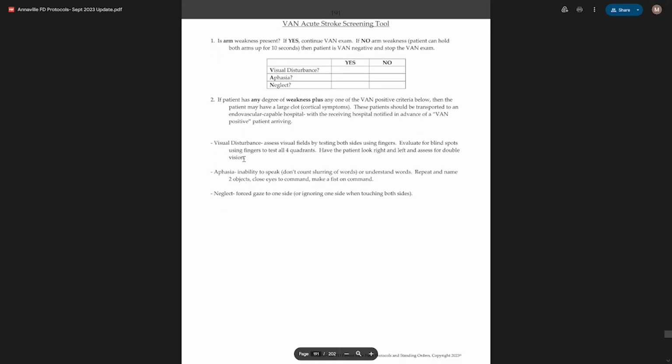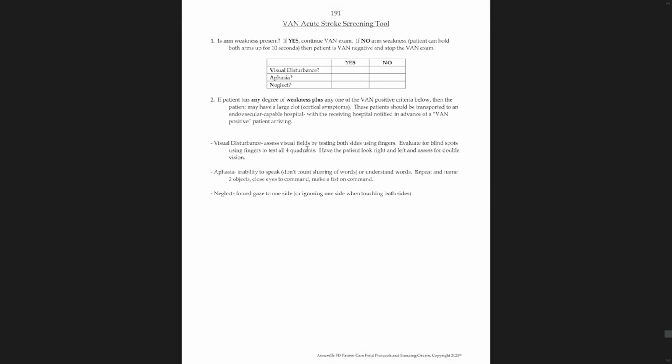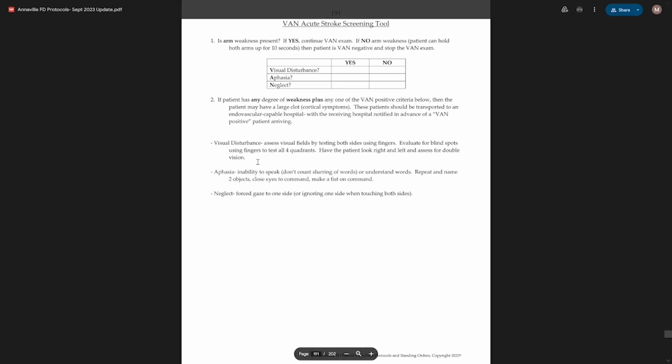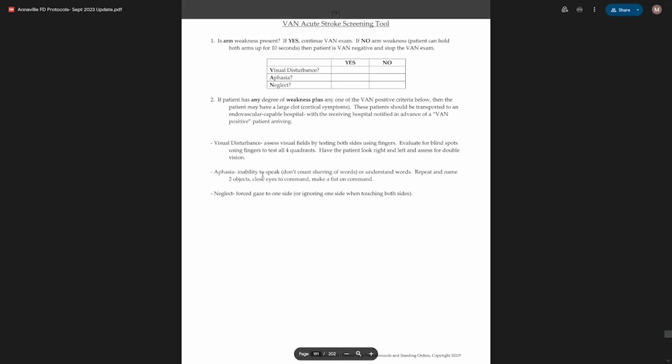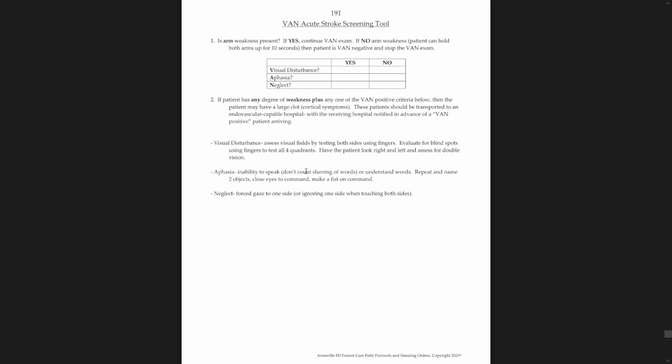For aphasia, we want to check if they can speak properly. Don't count the slurring of words or understanding words. Repeat and name 2 objects, close their eyes to commands, and make a fist on command. For neglect, you want to check if they have a forced gaze to one side, or if they're ignoring one side when touching both sides.